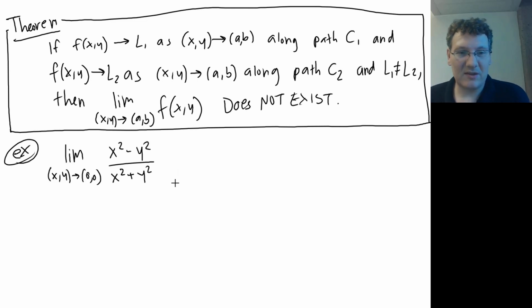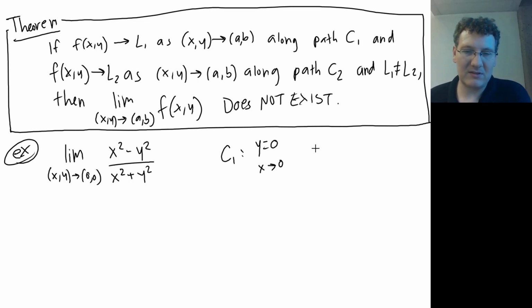For example, let's take a look at this: the limit of (x squared minus y squared) over (x squared plus y squared). Let path C1 be y equal to 0, with x approaching 0. So we're going along the x-axis. What this limit is going to be, we can find as the limit as x approaches 0 of x squared over x squared. Well, that's just 1, since y is equal to 0 along this whole path.